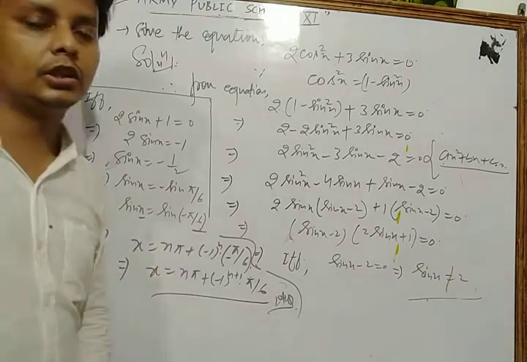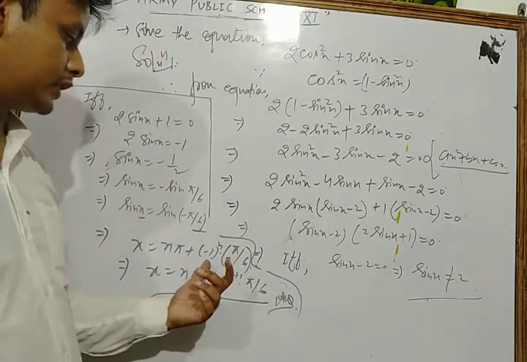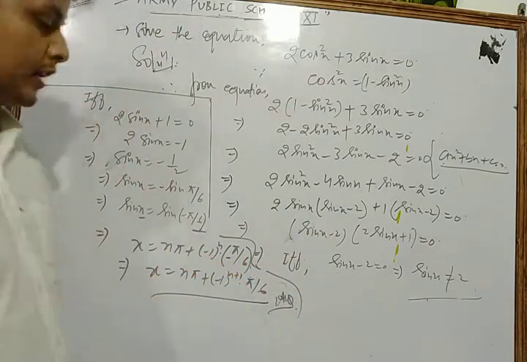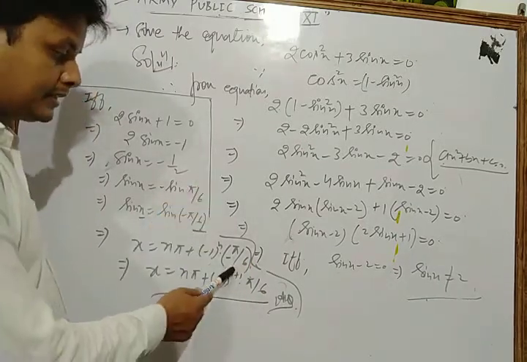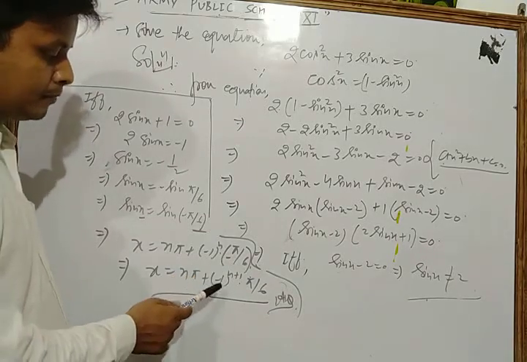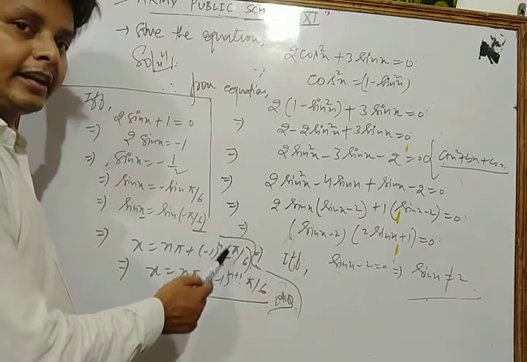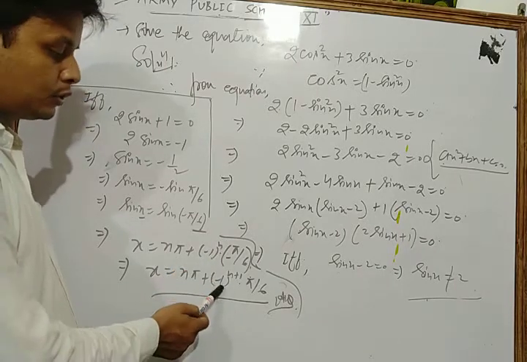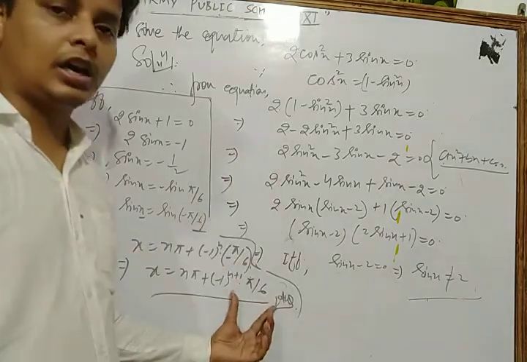So we know that the general equation for sine is x is equal to n pi plus minus 1 to the power n into alpha. Here the value of alpha is minus pi by 6. Minus pi by 6 we write as minus 1 taken as common, so we get x is equal to n pi plus minus 1 to the power n plus 1, because of minus 1 to the power n into minus 1. So we write minus 1 to the power n plus 1 into pi by 6. So this is our final answer.